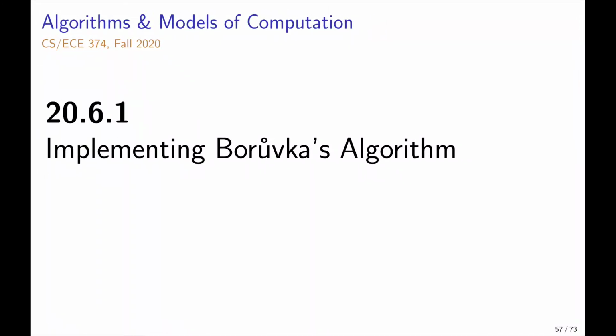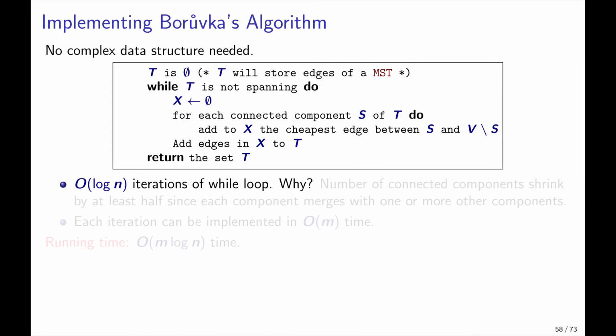Okay, so let's see how to implement Borůvka's algorithm. It might be the simplest to implement because you don't need any external data structure. So the rule of the game is that we have a set T of edges that we have discovered so far, and we look on all the edges that we computed so far.